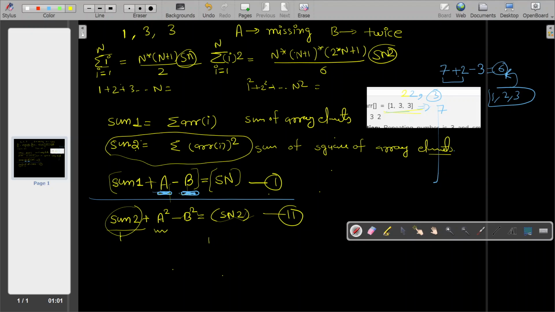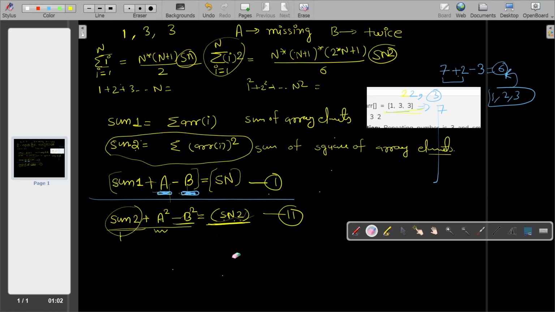So we want to remove this one, so we are doing minus b square. Okay, so ultimately what will it become? It will become nothing but Sn2. Sn2 is the sum from 1 to n of squares: 1 square plus 2 square plus 3 square up to n square. This is the summation of squares of n elements.